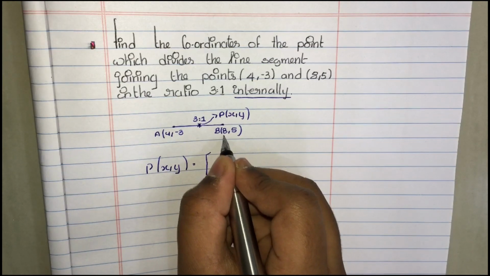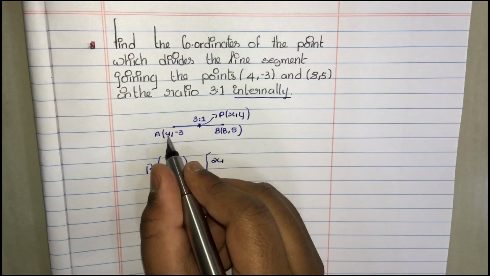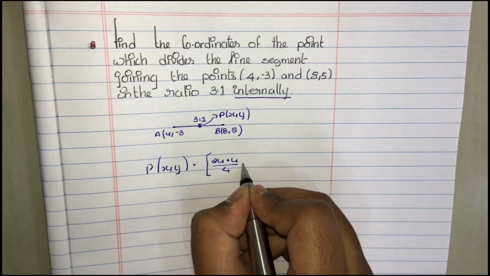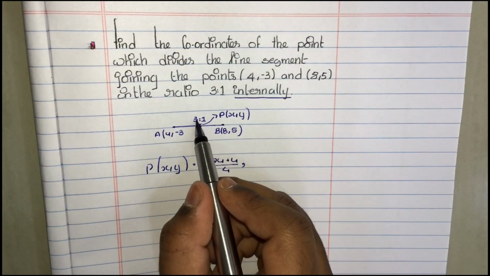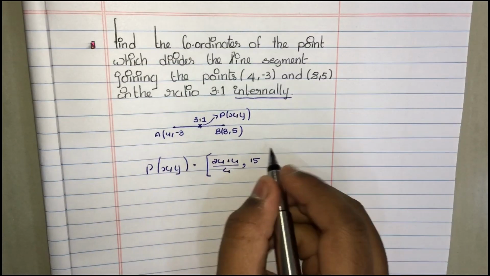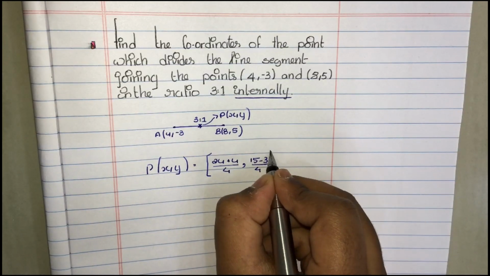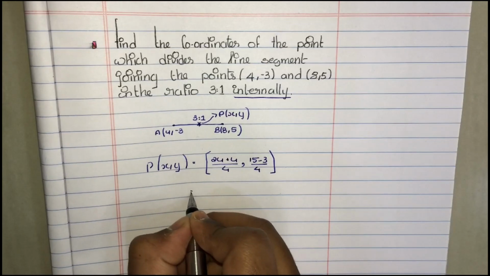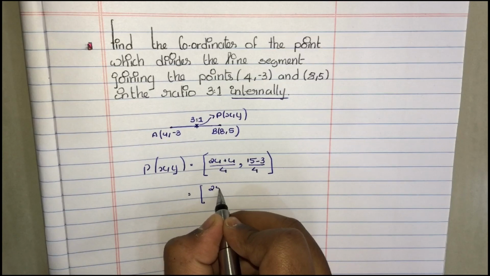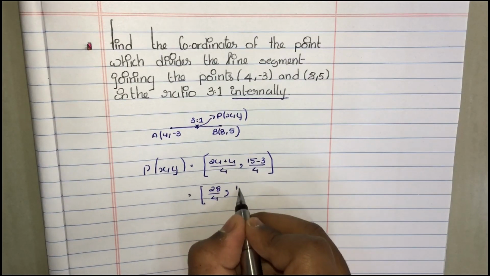So P(x, y) is equal to 3 into 8, which is 24, and 1 into 4, which is 4, plus 4 by 3 plus 1, which is 4, comma. This is for the x coordinate. For the y coordinate it is 3 into 5, 15, 1 into minus 3, minus 3, so 15 minus 3 by 3 plus 1, which is 4. So now let's simplify: 24 plus 4, 28 by 4, comma, 15 minus 3, which is 12 by 4.